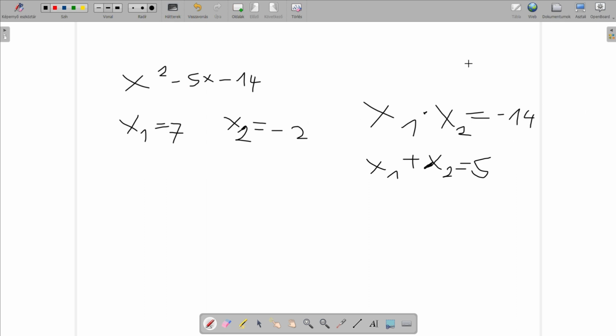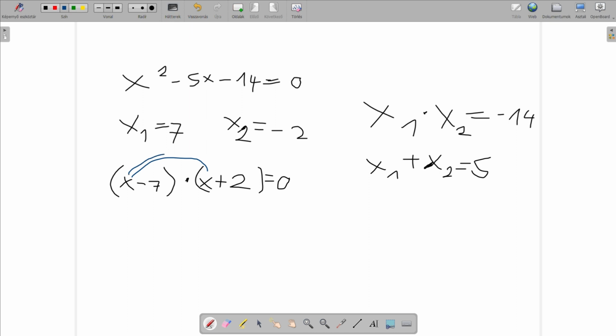7 times minus 2 is minus 14, and 7 plus minus 2, which is 7 minus 2, is 5. So great, we would have, and once again remember, x minus 7, because we write the opposites of these, because this entire thing has to be equal to 0, times x plus 2. Because you would get 0 right there.